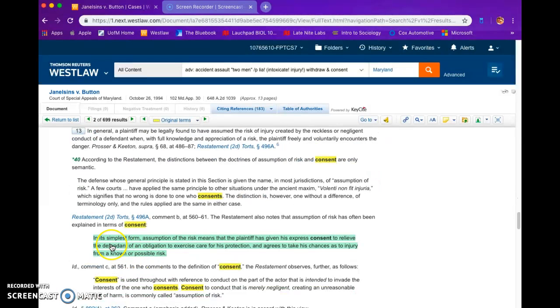But when I read on, I highlighted right here, in the simplest form, assumption of the risk means that the plaintiff has given his express consent to relieve the defendant of an obligation to exercise care for his protection and agreed to take his chances as to injury from a known or possible risk. So even though this plaintiff did not give formal consent to Mr. Budden to help put him in his car, Mr. Budden assumed the responsibility of the risk because he was really doing it for this guy's protection, and I think that's what the judge was looking at as far as consent.